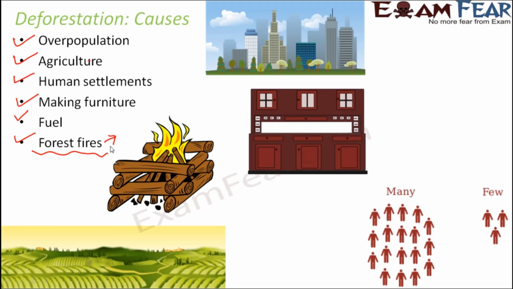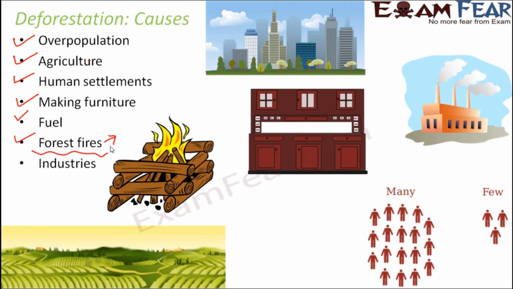So that is one natural cause by which forests can get destroyed. However, forest fires can also be caused by human beings. So you see that in all the causes, human beings have a role to play. We are the main culprit behind deforestation.